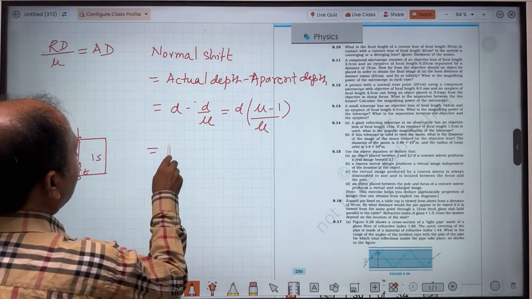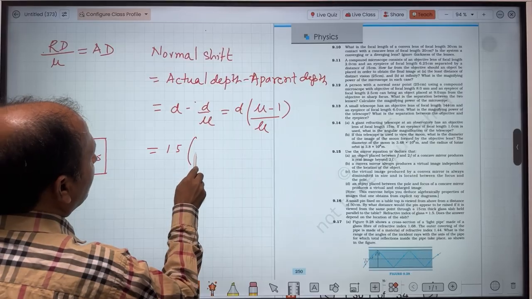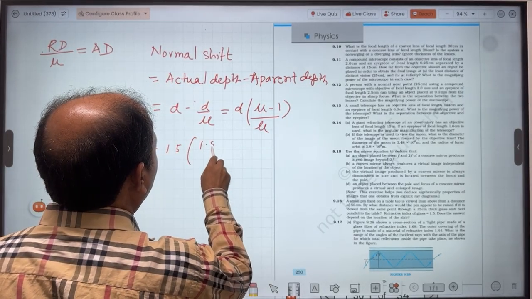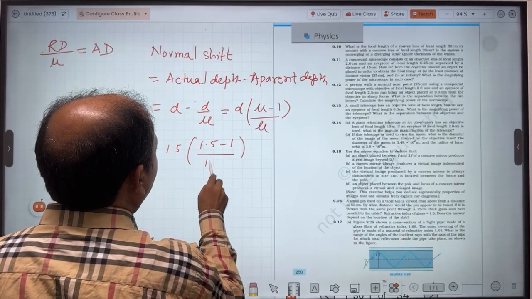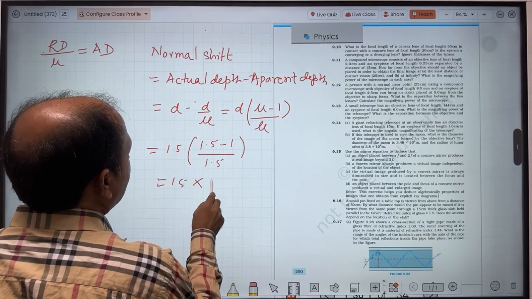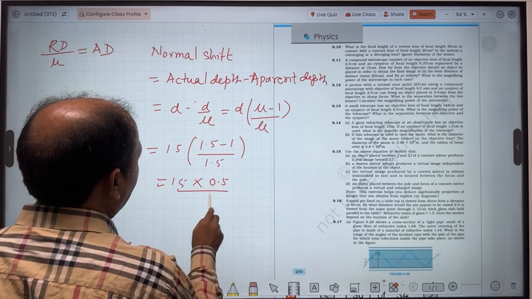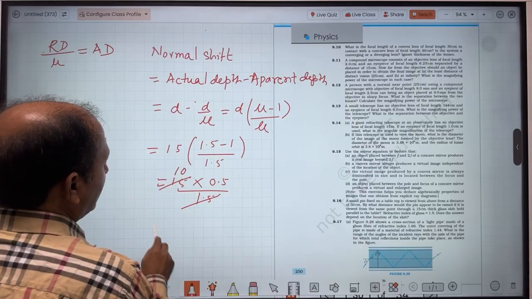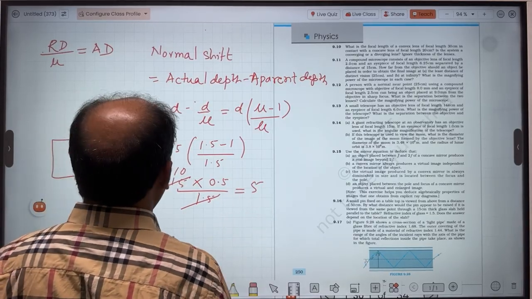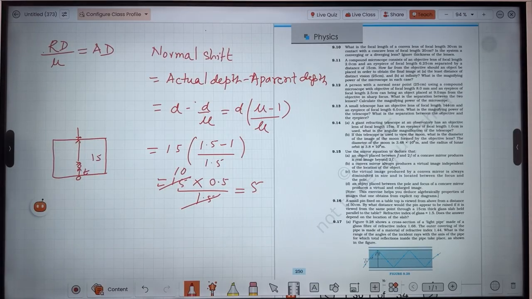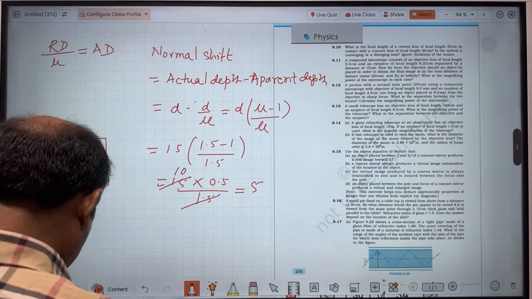So this is apparent depth. Here we are going to find the same thing, 15 into mu. Mu is given as 1.5 minus 1 divided by 1.5. So 15 into 0.5 divided by 1.5. This will make it 10 times, and this will become 5. So it will be raised through 5 centimeter. I think the thing is clear.